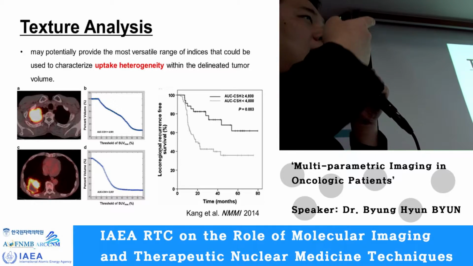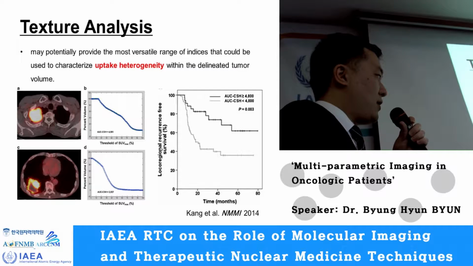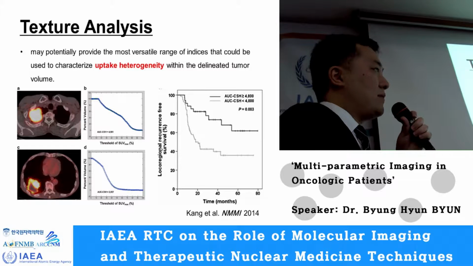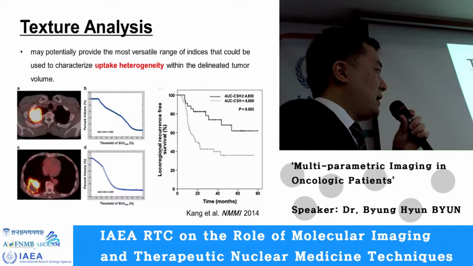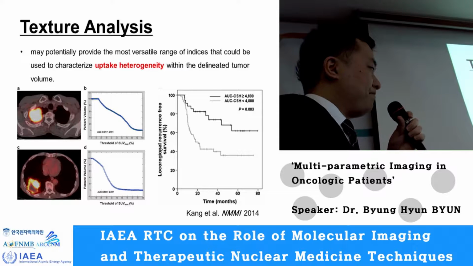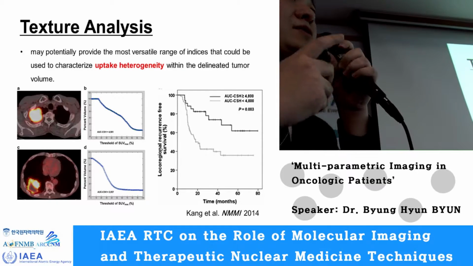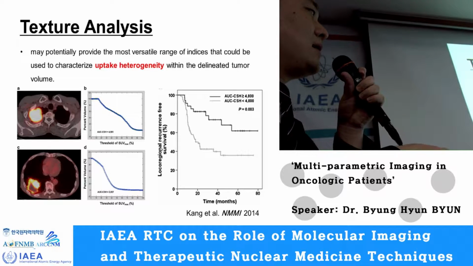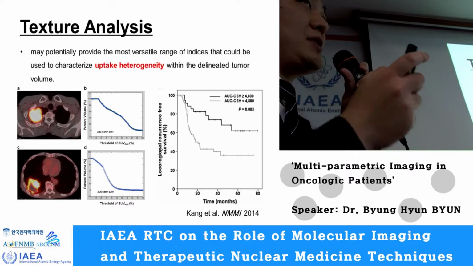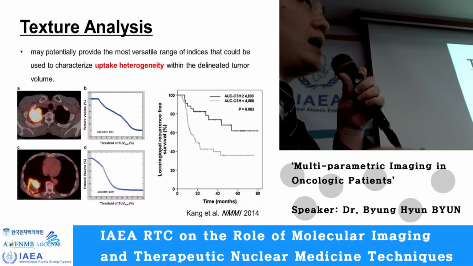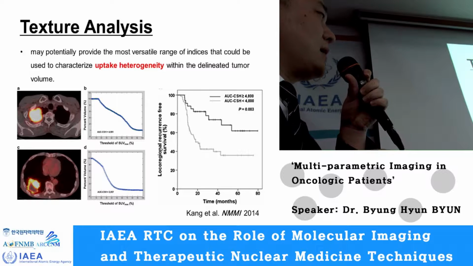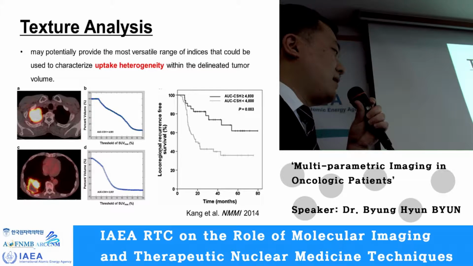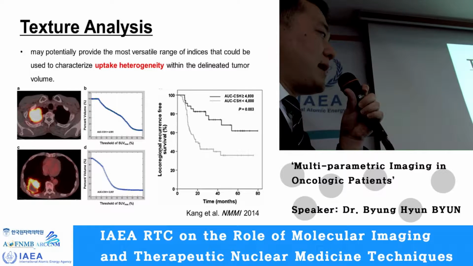If we draw the figure, the x-axis is the threshold SUV, which means 100% of SUV max down to 0%. The y-axis is volume. Homogeneous uptake shows a larger area under the curve than the tumor with heterogeneous uptake, like this.